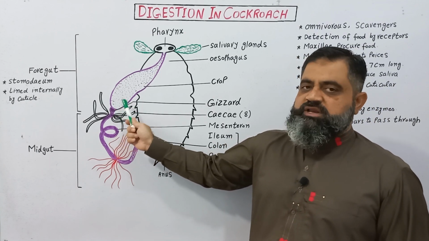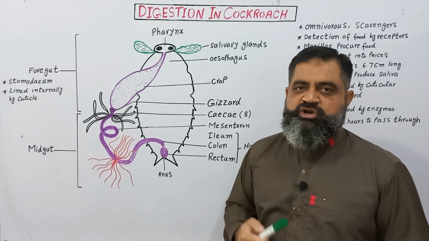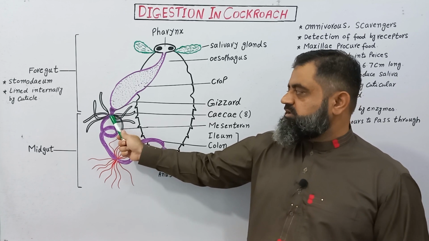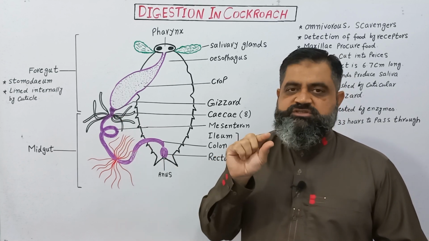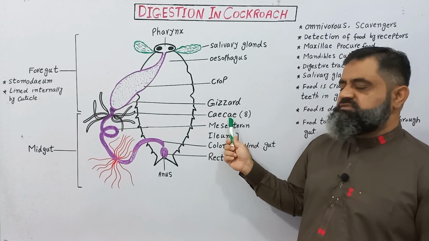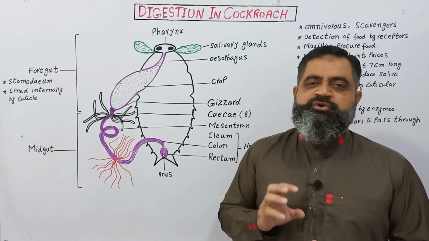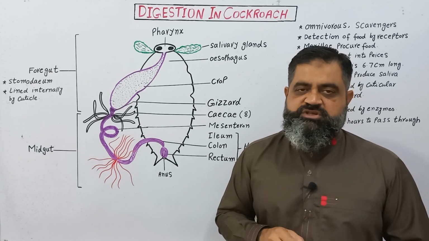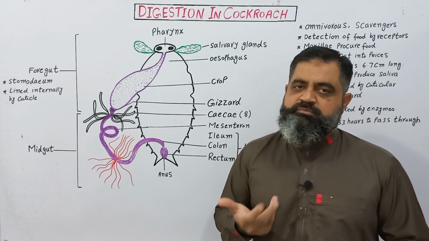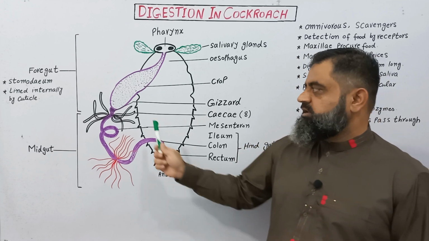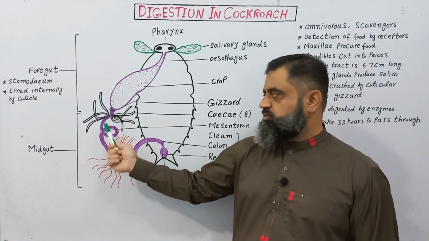Just after the foregut, there is a midgut. Midgut contains a small intestine, which is also known as stomach or enteric stomach. At the beginning of the midgut, there are small tubules, which are known as hepatic caecae, which are 8 in number. These hepatic caecae have glandular cells which produce enzymes to digest different parts of the food like carbohydrates, lipids and proteins, which are released by these caecae into the midgut, and food is digested over here.